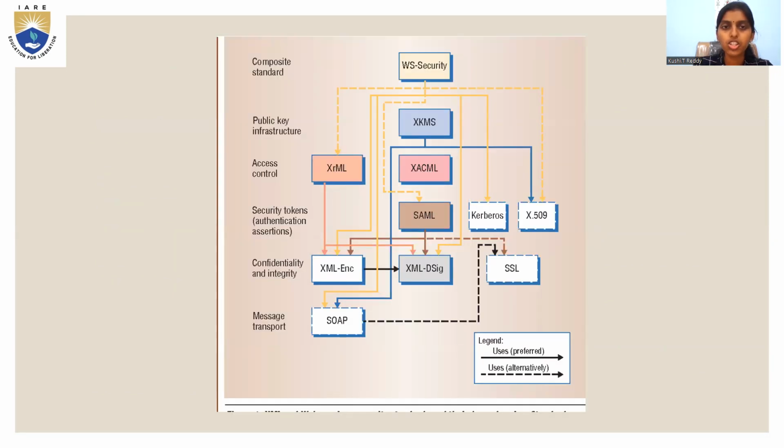So this is the flow chart. Here you have composite standard, public key infrastructure, access control, security tokens, confidentiality and integrity, and message transport.